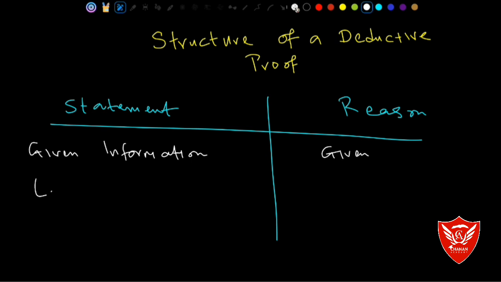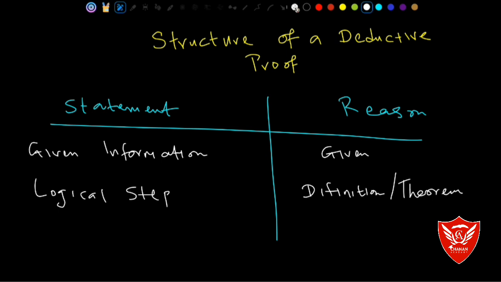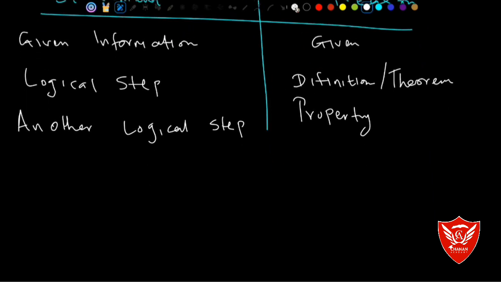The second is the logical step. Now, the logical step, you can use a definition or a theorem to start to create your logical steps. So a definition or a theorem, and then another logical step. This time you can either use a property, and then you make your conclusion, and you've proven it.